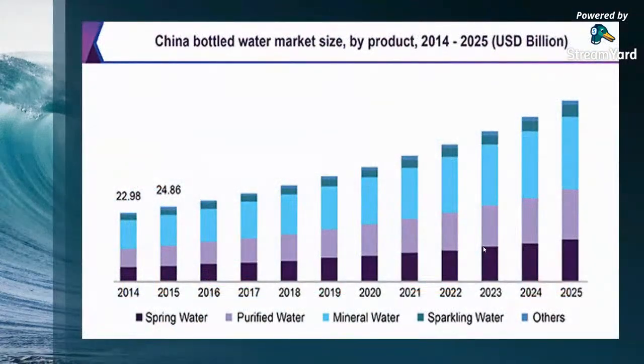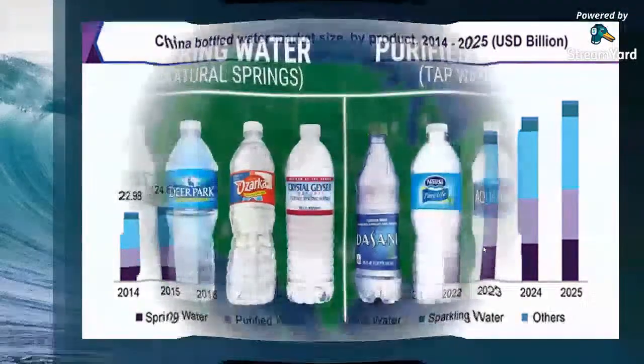Now when we talk about China, China is a big economy and the country with the biggest population in the world. You can see how the need for spring water, purified water, mineral water and sparkling water has increased over the years, and it will keep increasing. It's a huge demand. So bottled water is increasing, and that's how water marketing is happening, with a transfer and exchange of water which was meant to be used by everyone.